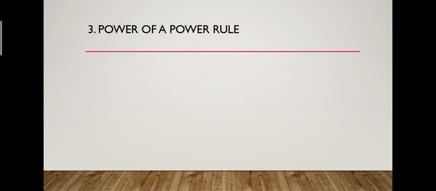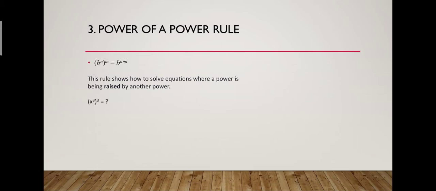Power of a power rule is in the form of the quantity of b to the n to the m is equal to b to the n times m. This rule shows how to solve equations where a power is being raised by another power. Example, the quantity of x cubed to the power of 3 is equal to, in an equation like the one above, multiply the exponents together and keep the base the same. So we have x to the power of 9.